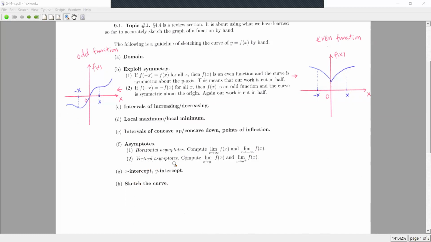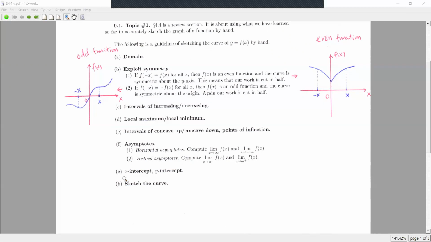To find vertical asymptotes, first, find points where the denominator is 0. A vertical asymptote can only appear at a point where the denominator is 0. After you get the point, compute the left-hand limit at the point and the right-hand limit at the point. If one of these 2 limits is infinity, then the point is a vertical asymptote.